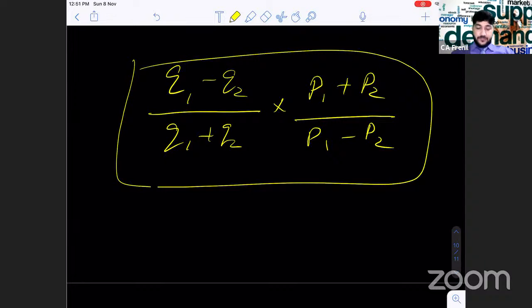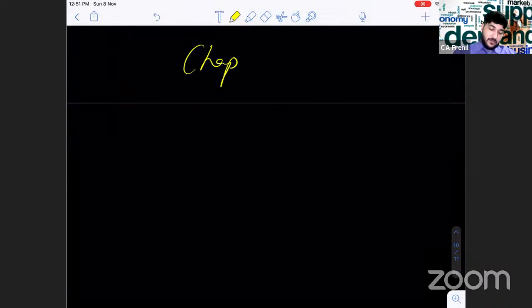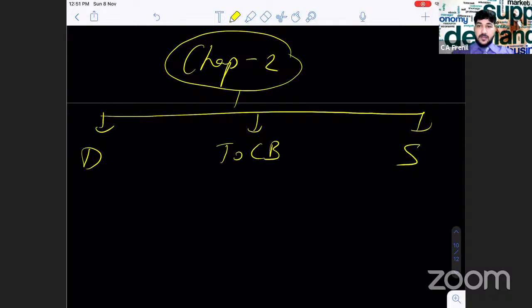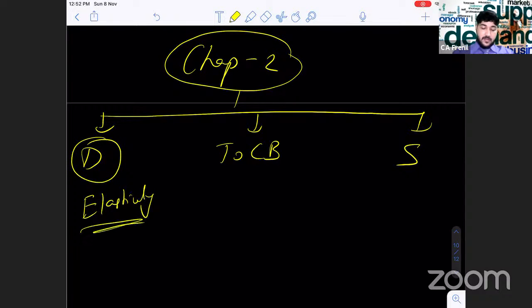Okay, so let me tell you what the strategy is to learn this particular chapter 2, correct? There are 3 different units. As I told you, there is demand, there is theory of consumer behavior, and there is supply, correct? Now, in demand, you have to concentrate on elasticity, okay, because that is where most of the questions are asked from. And here, graphs also, you have to make sure that you calculate, correct?